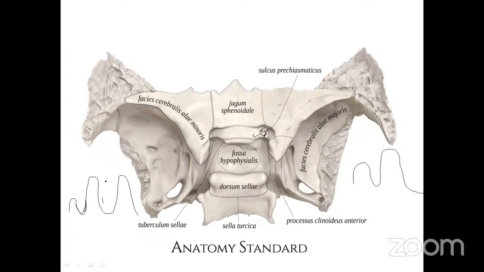Then we have a depression where the pituitary gland is going to lie. This depression is known as the hypophyseal fossa or sella turcica. And then we have an elevation again, which is known as dorsum sellae. So tuberculum sellae, hypophyseal fossa, then dorsum sellae. And here we have the chiasmatic sulcus anteriorly.